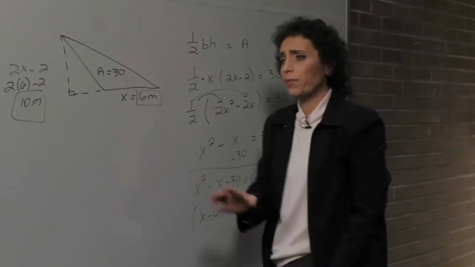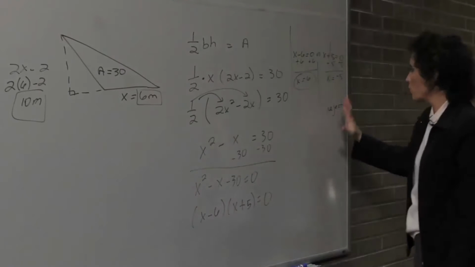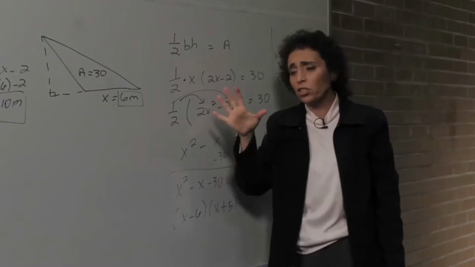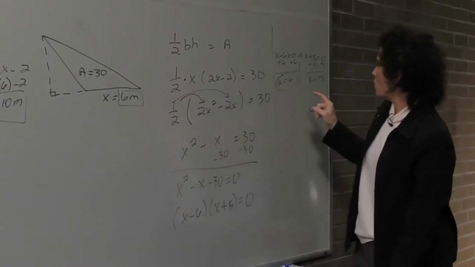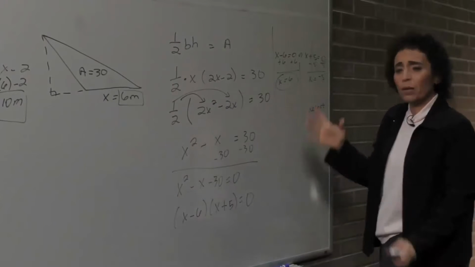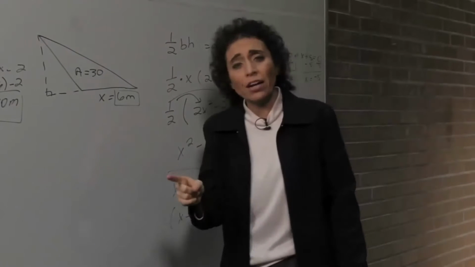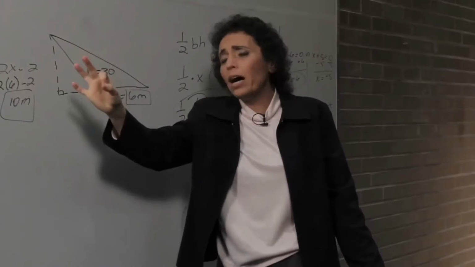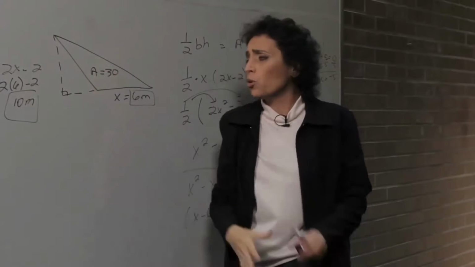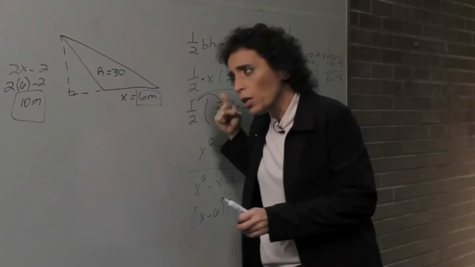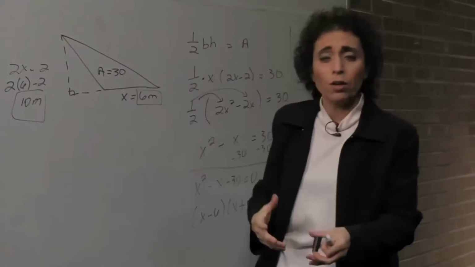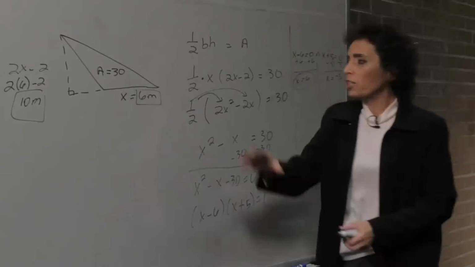And I just want to say something about this. Don't just think you only reject when it's negative, and you always reject when it's negative. It's based on the information in the problem. For instance, if somehow x came out to be 1, I would have had to reject that, because 2 times 1 is 2, minus 2 would be 0. It would be impossible for something to have a height of 0. So you have to understand what the numbers mean and what they represent before you just say, oh, reject it, or keep it. Okay, so that's the end of that problem.